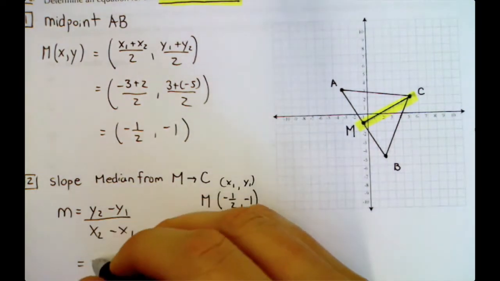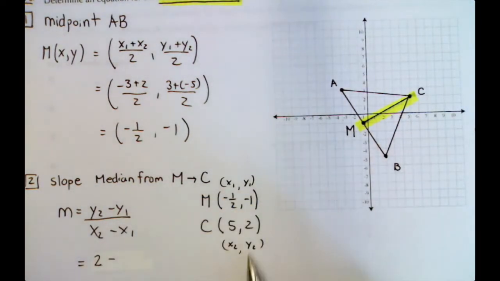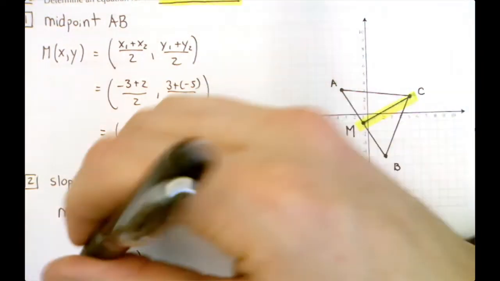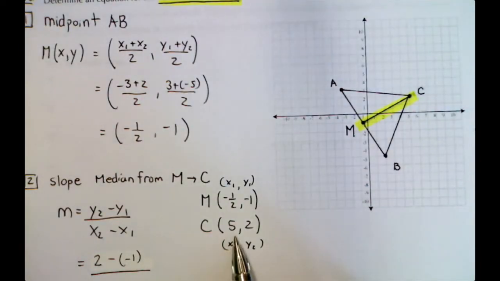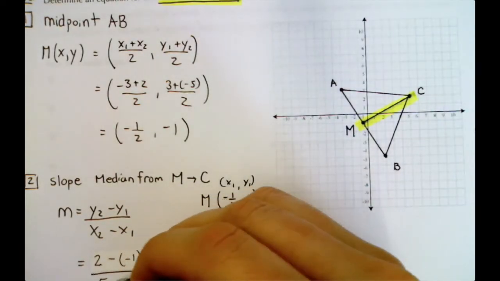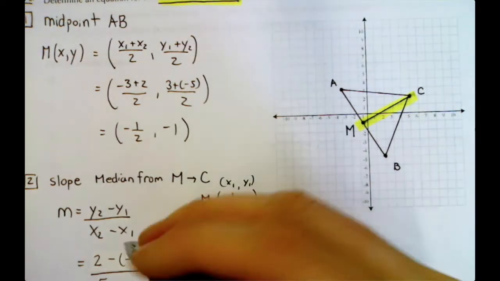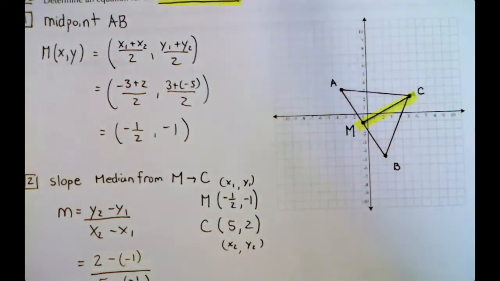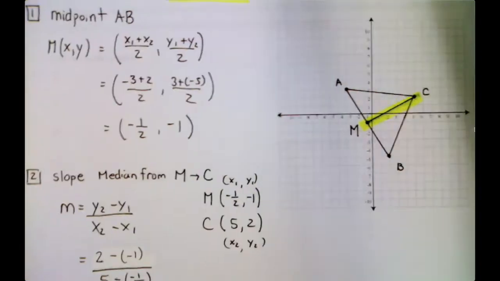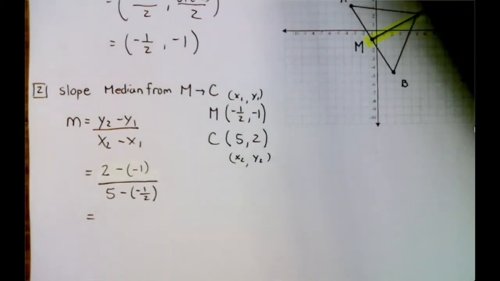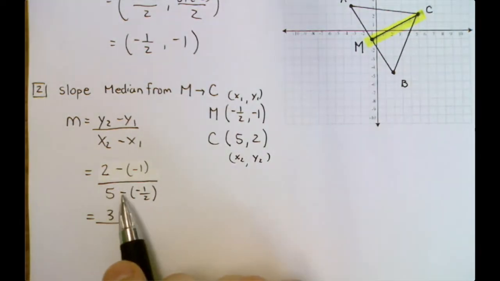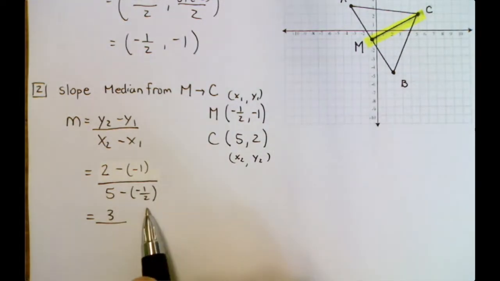All right, let's see if we can get this right. y2 is 2, minus y1 is negative 1, divided by x2 is 5, minus negative 1/2. Two subtract negative 1 is 3. And 5 subtract negative 1/2.